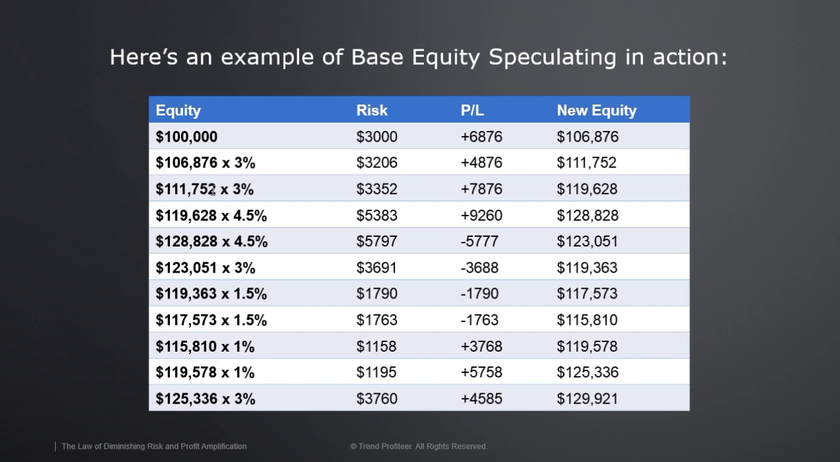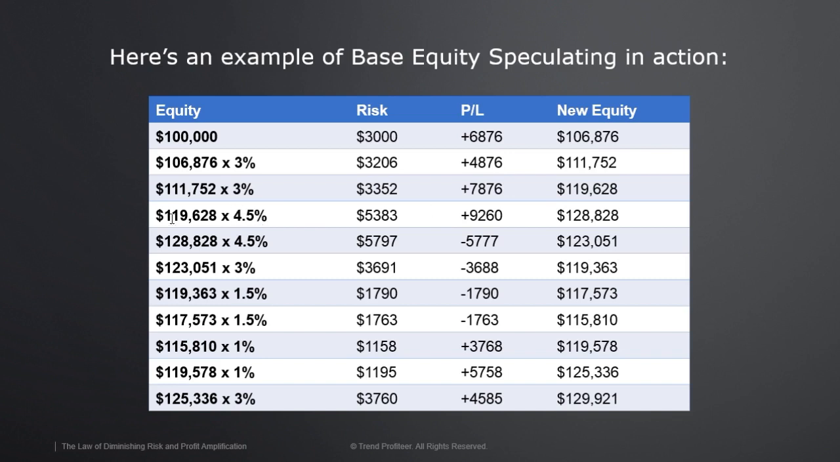The next trade at 3% of the current balance, 111,752. Let's just say that you succeeded on that trade as well. Now you're up to 119,000. So you've had 1, 2, 3 winners.